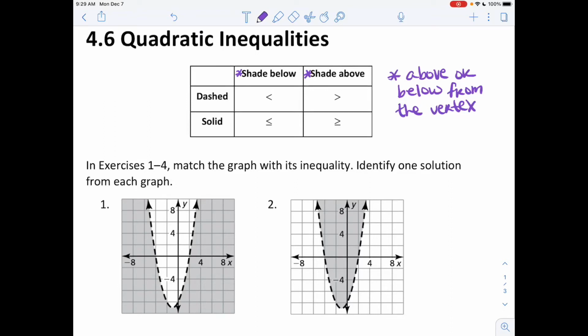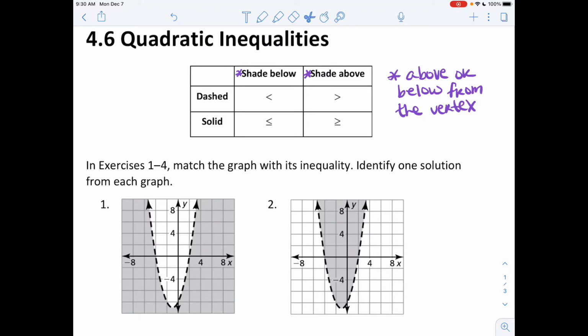Hi everyone, today we're going to go over lesson 4.6, quadratic inequalities. This is our last new lesson for the semester. You should be familiar with this chart from chapter 2 when we did linear inequalities. And so I'm going to quickly go back over this though.